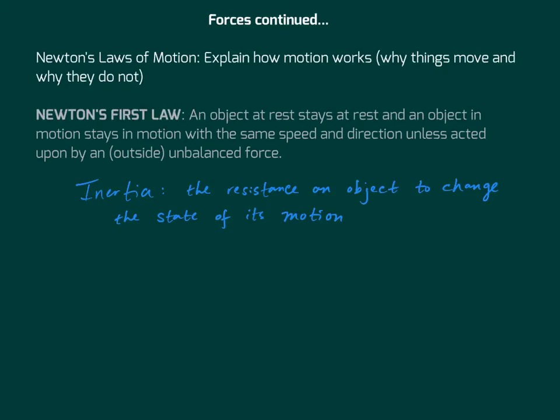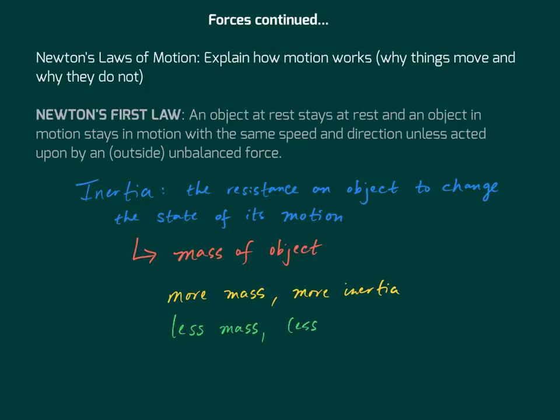Now, inertia, though, is dependent on something, and that something is the mass of the object. Okay, now what I mean by that is the more mass an object has, the more inertia it's going to have. Okay, more mass means more inertia. And then by that logic, less mass is going to mean less inertia.